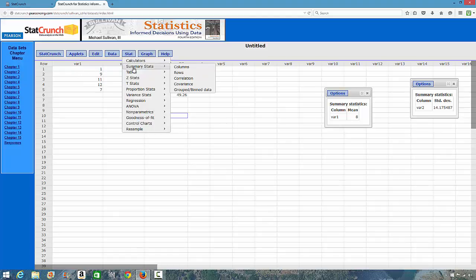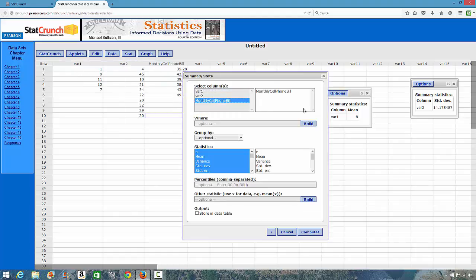So stats, summary stats, columns, monthly cell phone bill. We need the mean, and we need median and mode. It says here, select more than 1 with shift plus click or control plus click. So I have my hand on the control key. I selected 1, but I need to select median and mode. So I put my finger on the control key, and then I look for median, I click it, and then I look for mode.